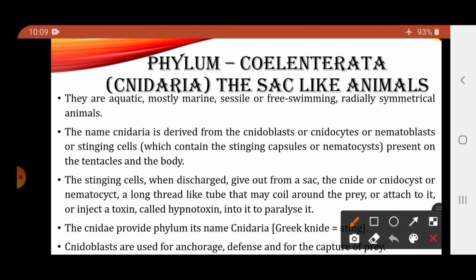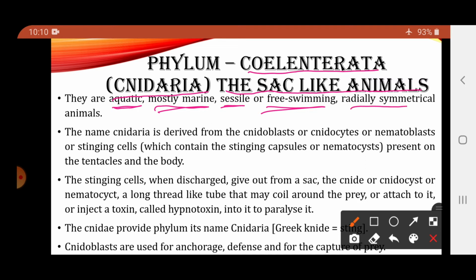Now students, the next phylum is the coelenterate, which are also called the Cnidaria. They are sac-like animals, so their appearance is like a sac. Now which type of animals are they? They are aquatic, found in water, mostly marine, that is in salty water, in the seas and oceans. They may be sessile or free swimming. It means some of the organisms are fixed, immotile, and some of them are motile.